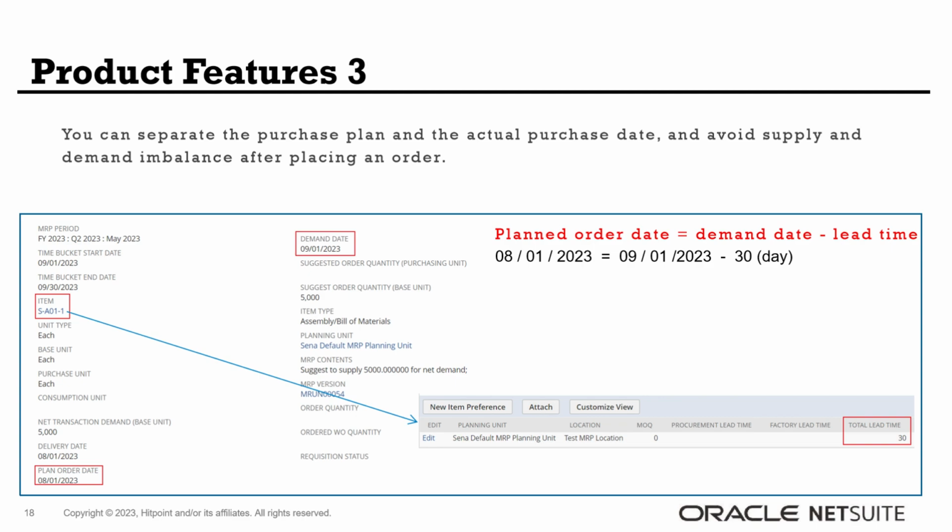How did we arrive at this date? Because the goods maintain a procurement lead time of 30 days, so we subtracted 30 days in the MRP calculation. The planned order date is equal to the demand date minus the lead time.